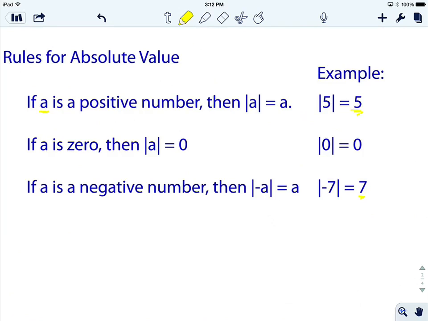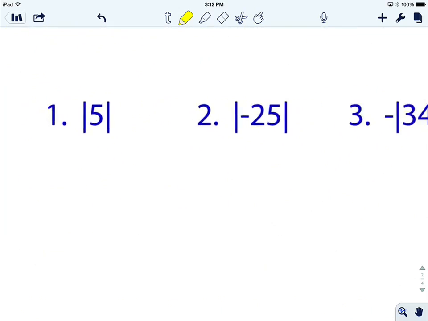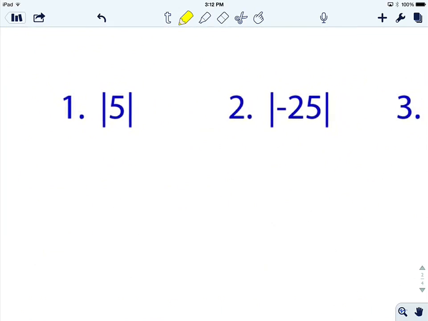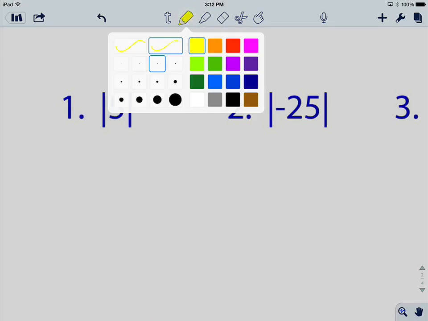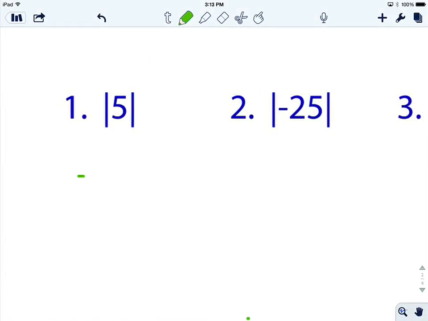Look at well, here and here. They both come out to be positive numbers, regardless of whether it started out negative or started as a positive. So just keep that in mind. Okay, so let's take a look at evaluating some expressions. I'm going to zoom in here on our first couple. The absolute value of 5, again, is just going to take that number on the inside and make it positive, even if it's already positive. So the absolute value of 5 is 5.